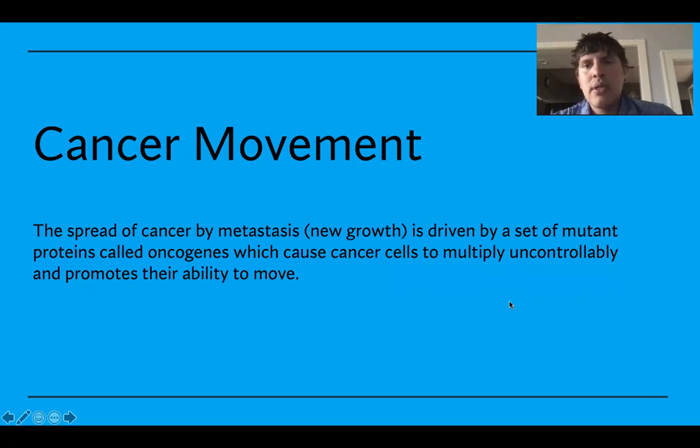Some other reasons we care about movement of cells is, for example, like I just said before, the spread of cancer by metastasis, or the growth of new cells. Metastasis is, again, that growth is a new growth or tumor, driven by a set of mutant proteins called oncogenes. Excuse me, I'm a little thirsty, which causes cancer cells to multiply uncontrollably and promotes their ability to move.